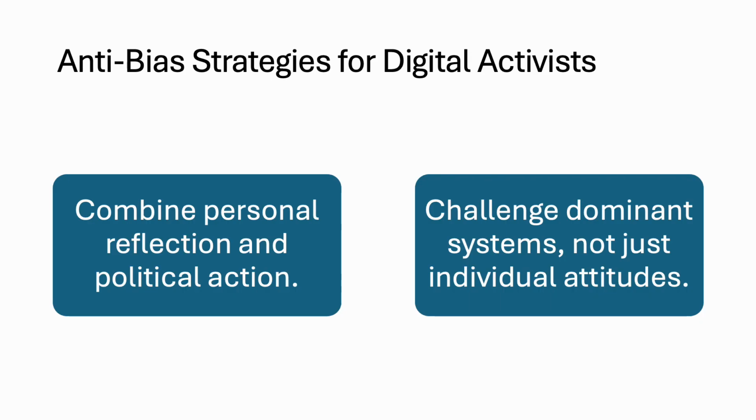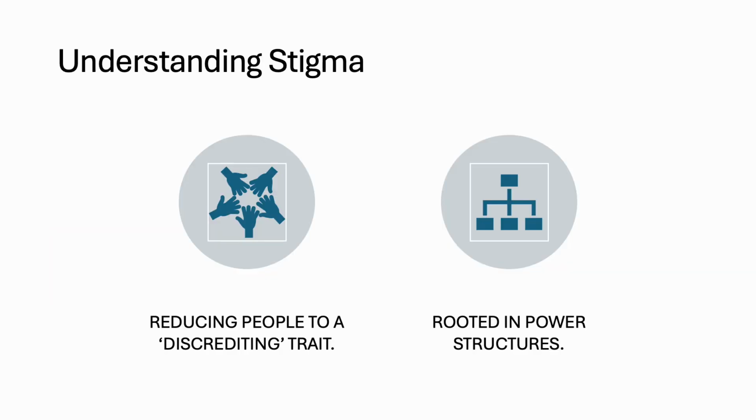As a digital activist, it's important to remember that the goal isn't just to unlearn bias, it's to dismantle the systems that enable it. Digital activism must connect individual action to institutional change. And as for stigma, this isn't about one bad label. It's a network of beliefs that dehumanize and isolate. Therefore, social movements work and must continue to work to rewrite these narratives and restore dignity.